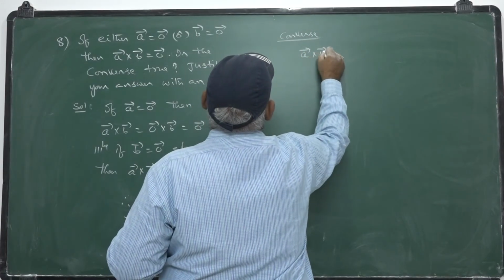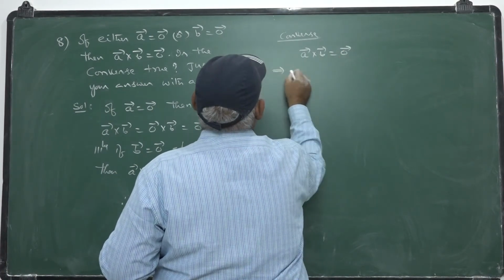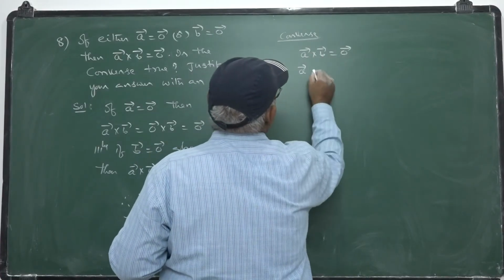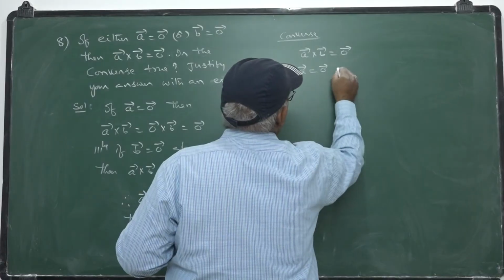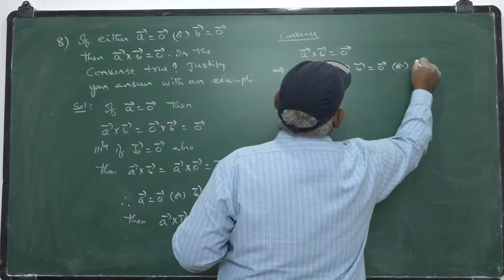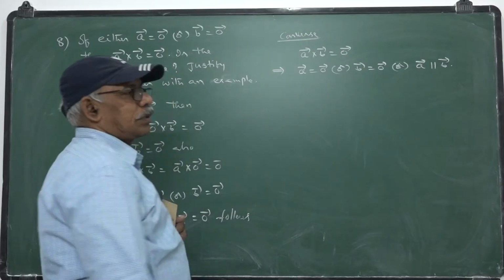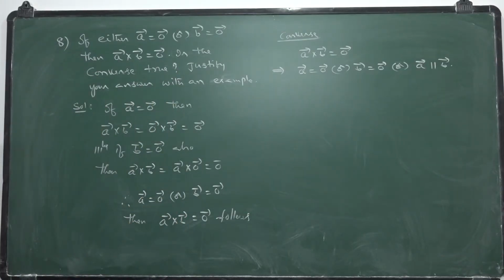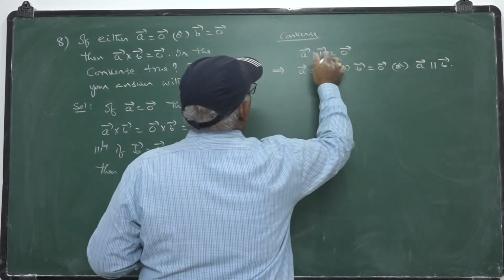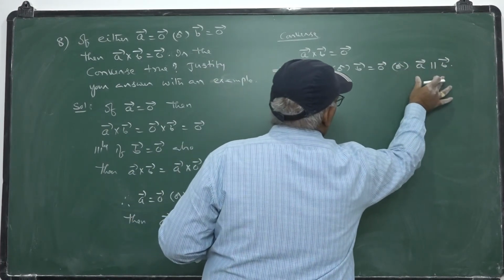That is, A bar cross B bar is 0 bar implies, of course, once the cross product is 0 bar, then A bar may be 0 bar, or B bar may be 0 bar, or one more condition: A bar is parallel to B bar. Parallel vectors' cross product is always 0. So the third condition also follows. Once A bar cross B bar equals 0 bar, either this follows or this follows.